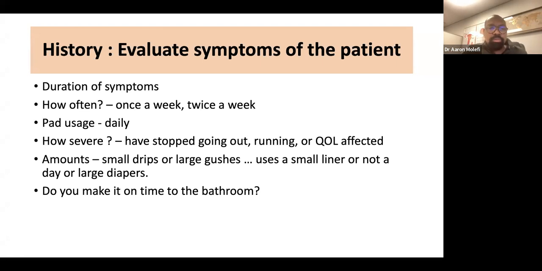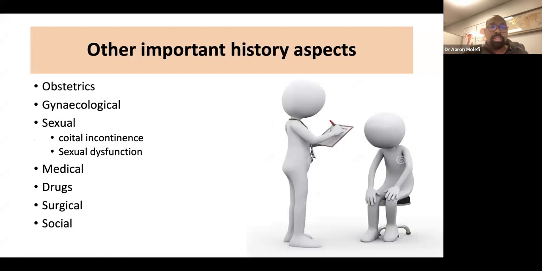Then we want to know the amount of urine that is leaked, right? So whether it is small drips or large gushes. Do they just use a small panty liner, or do they have to use diapers now? So you should be able to quantify the amount of leakage. And then the other thing is you need to understand whether they make it on time to the bathroom or not. Because that way you are able to understand what's happening with this patient, and then how you will be able to improve their symptoms and their quality of life, right?